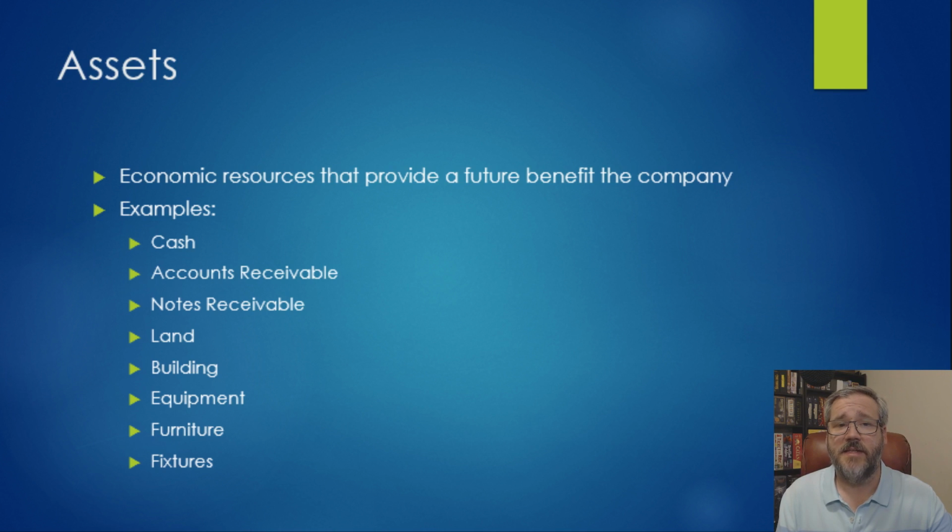Some examples of assets. Again, assets are economic resources that will provide a future benefit to the company. Cash, number one, that's the very first thing you should think of when you think of an asset. Accounts receivable, someone owing me money, that's an asset. In business, it's just as good as cash, right? Notes receivable, we'll look at that a little bit later, but it's a more formal version of someone owing me money. Land, building, equipment, furniture, fixtures, everything that the business has to be a business and to function as a business is an asset.